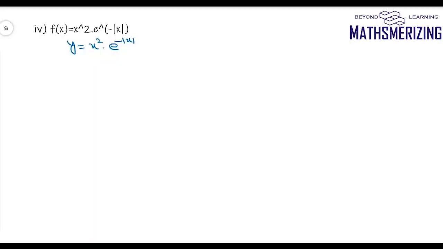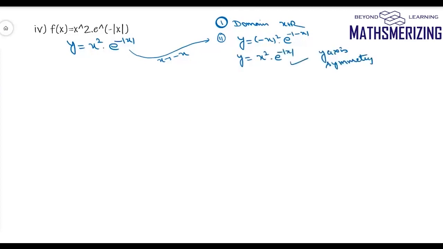Now the fourth question is, draw the graph of y equals x square into e to the power minus mod x. Now for this function, first I'll find the domain. So there is no restriction in the function. So the domain obviously is x belongs to R. If I replace x with minus x, I'll get the same function, which means this graph has a y-axis symmetry.